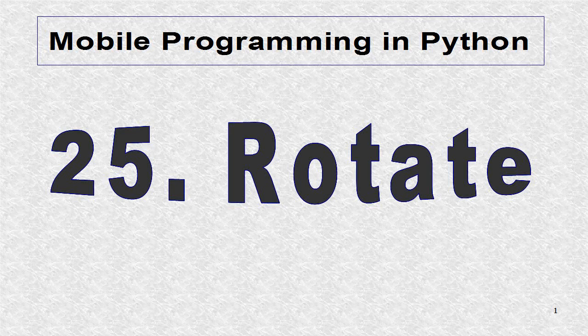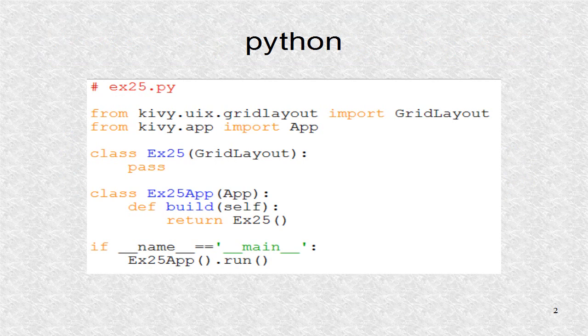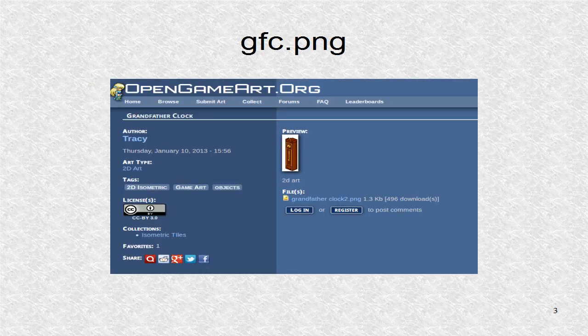1. A rotate context canvas instruction causes any vertex instructions that follow to rotate about some point. 2. The root class is based on a grid layout. 3. An image was used from the site opengameart.org.